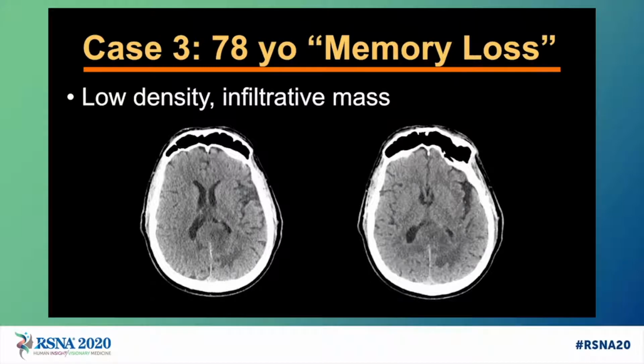Here's a different sort of case. This is a 78-year-old with memory loss. And we see a low-density infiltrative mass, in this case involving the occipital horn of the left lateral ventricle.